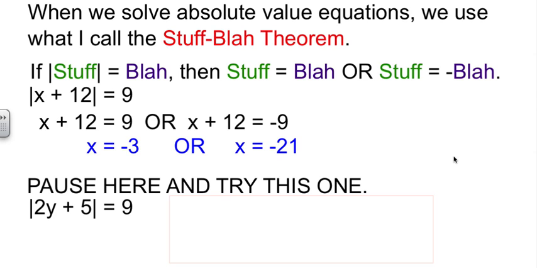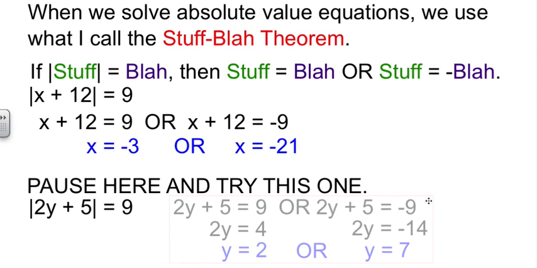Once again, I'm going to ask you to pause here and solve this one. Absolute value of 2y plus 5 is equal to 9. Solve the problem, and then we'll check your answers. So hopefully you split that into two separate problems. You did a little arithmetic to move the 5 over and then dividing by 2 in both cases. And you should have gotten y equals 2 or y equals 7. And yes, you need to report both answers.